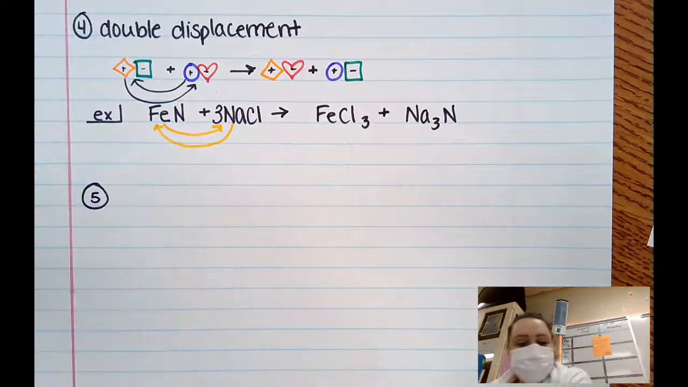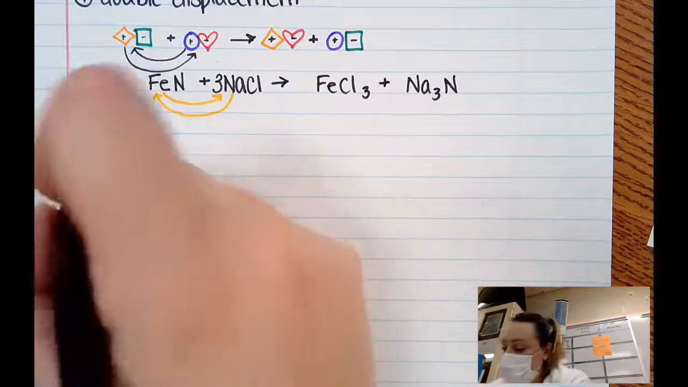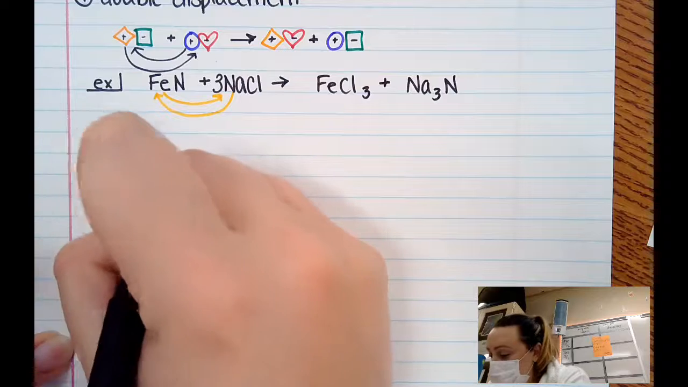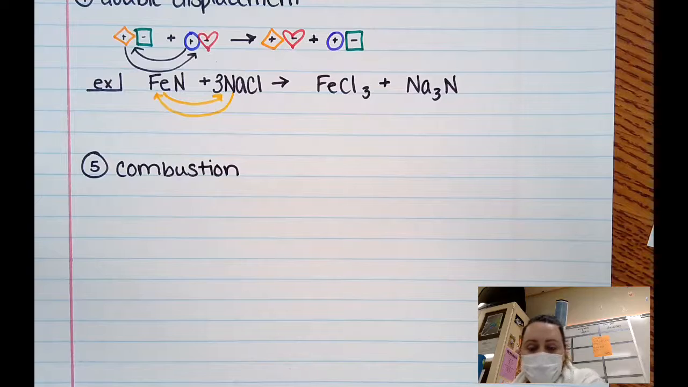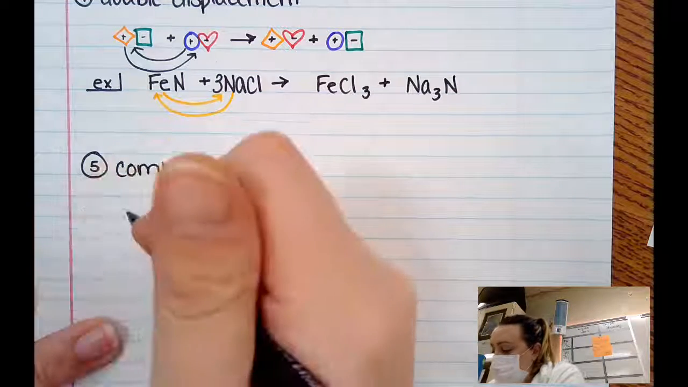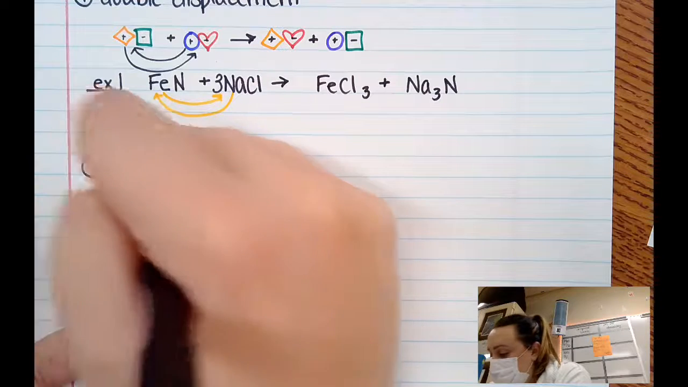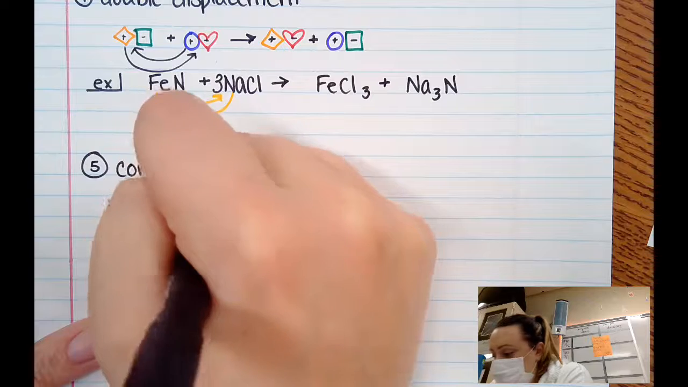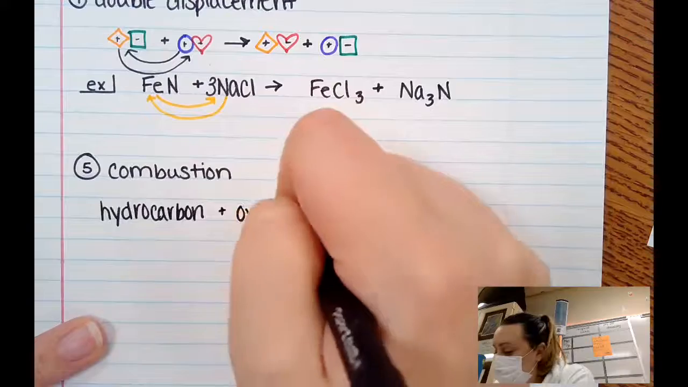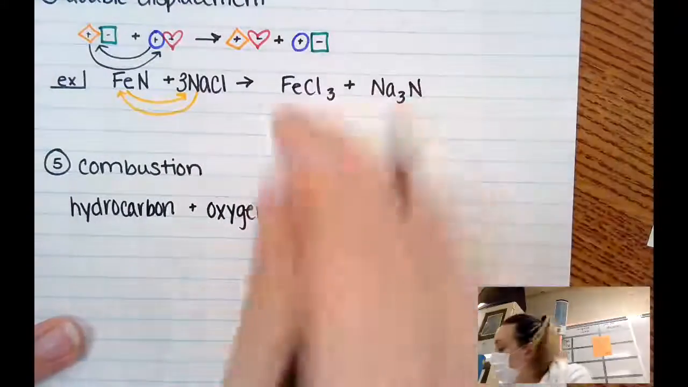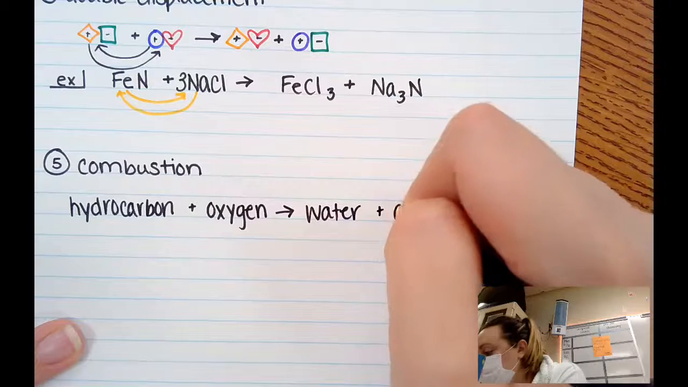All right, the fifth type is a little different. We don't have these shapes and patterns. We have some telltale signs when you have combustion. So you need to think fire or an explosion. What you're going to have is a hydrocarbon. You're going to have some oxygen. We know we need oxygen gas to have fire. And it's always going to make water and carbon dioxide.